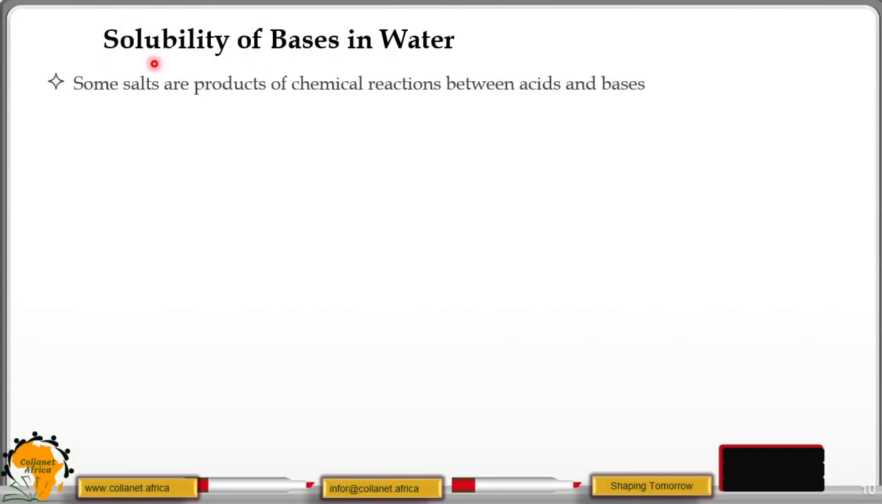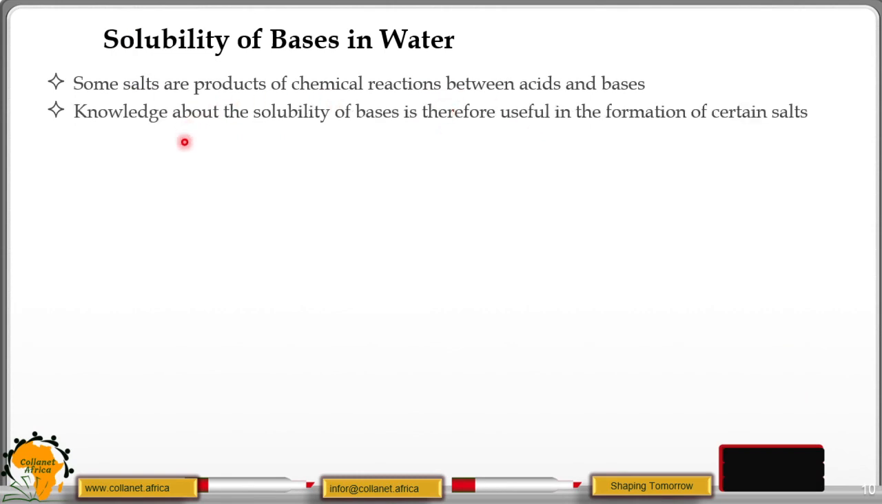And let's look at the solubility of bases in water. Some salts are products of chemical reactions between acids and bases through neutralization reactions. Knowledge about the solubility of bases is therefore useful in the formation of certain salts. Solubility of bases in water.